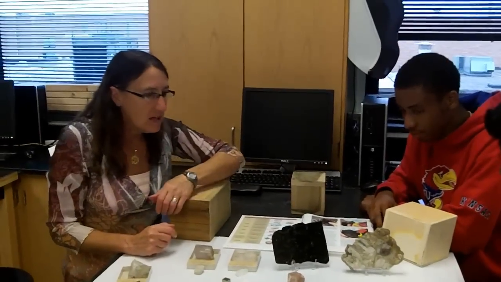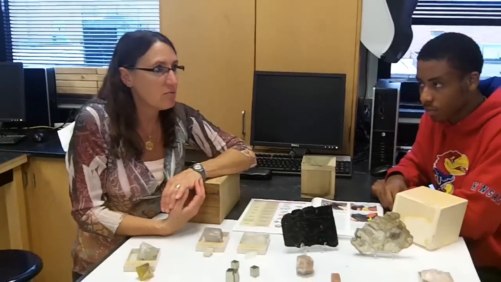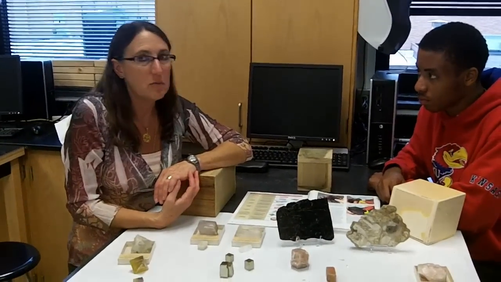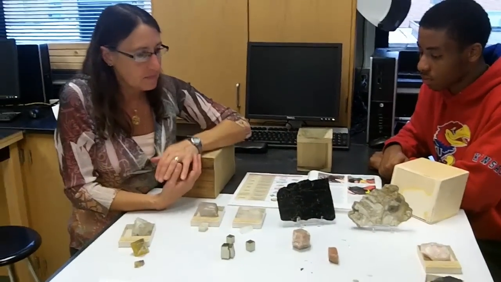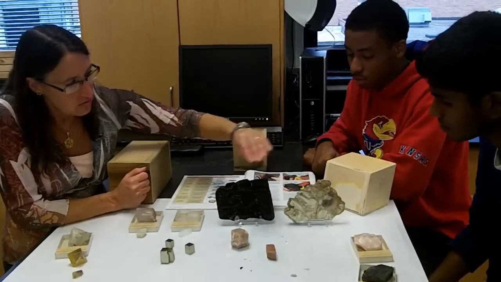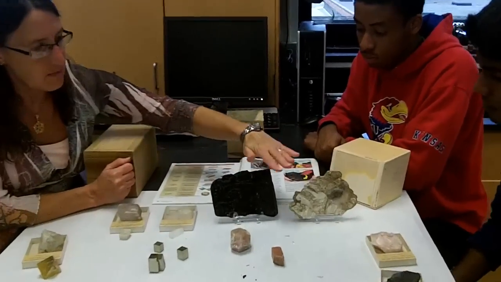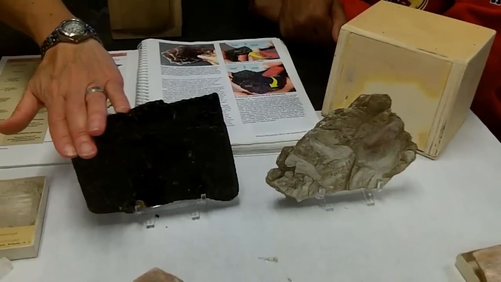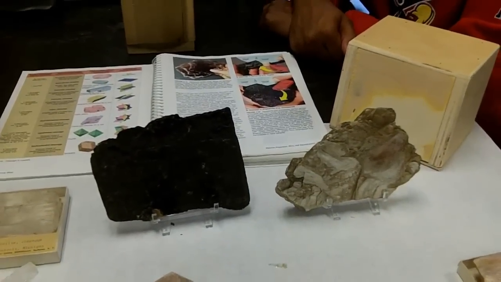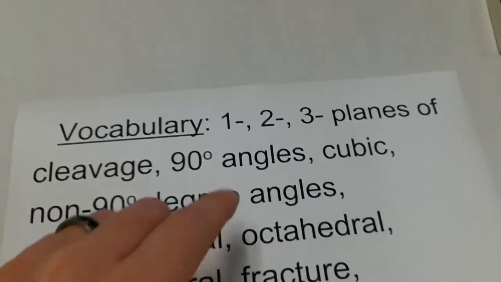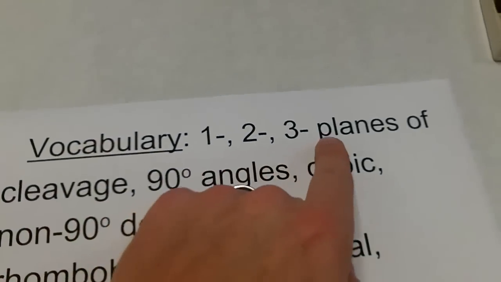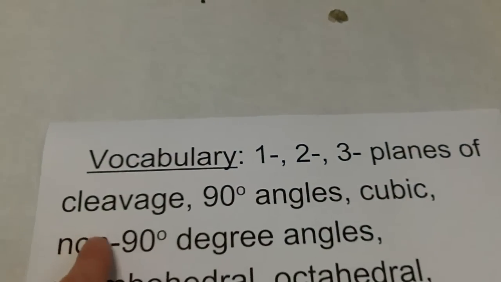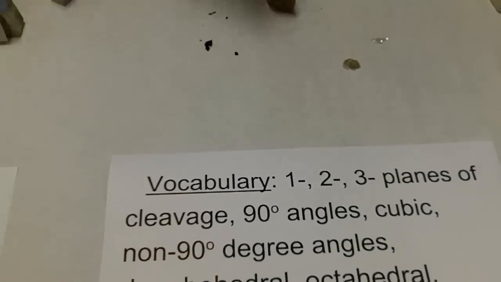Okay? We need to talk about the numbers of directions of cleavage, because that's how we identify cleavage. So in these two, this one and this one, these are almost the same mineral. They're in the same family. They're what we call a sheet structure, and they have one direction of cleavage. One plane that is weak.